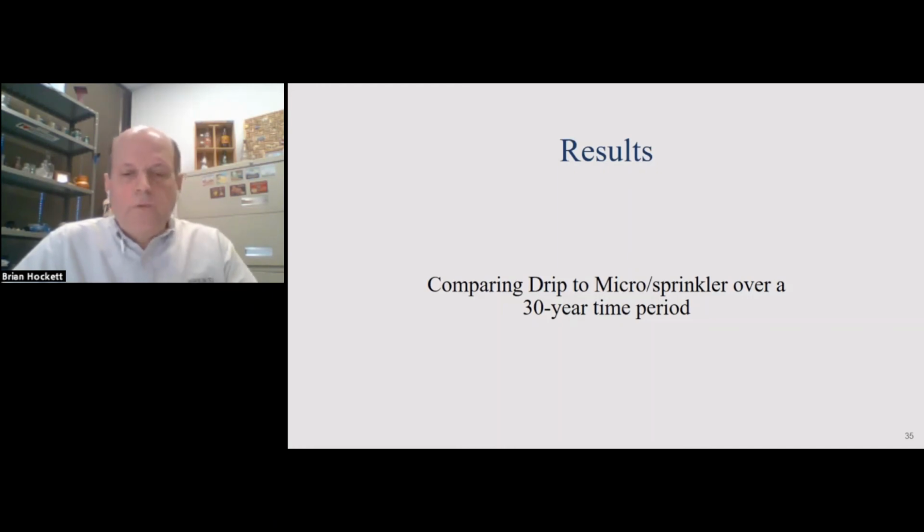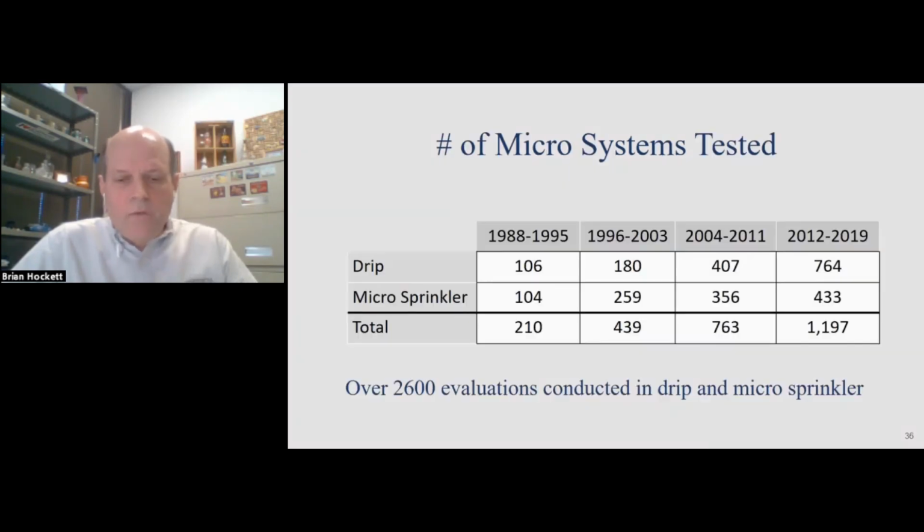So, if we look at the results of 30 plus years of testing, this is what we see. We looked at over 2,600 microsystems since 1988. And if you add in this year, 2020, which isn't completed yet, that's another 120 tests or so. Also, something else I think is noteworthy, if you look at the last 8 to 9 years, the number of drip systems tested has increased substantially over microsprinklers, with 3 times as many drip systems over sprinklers in 2020.